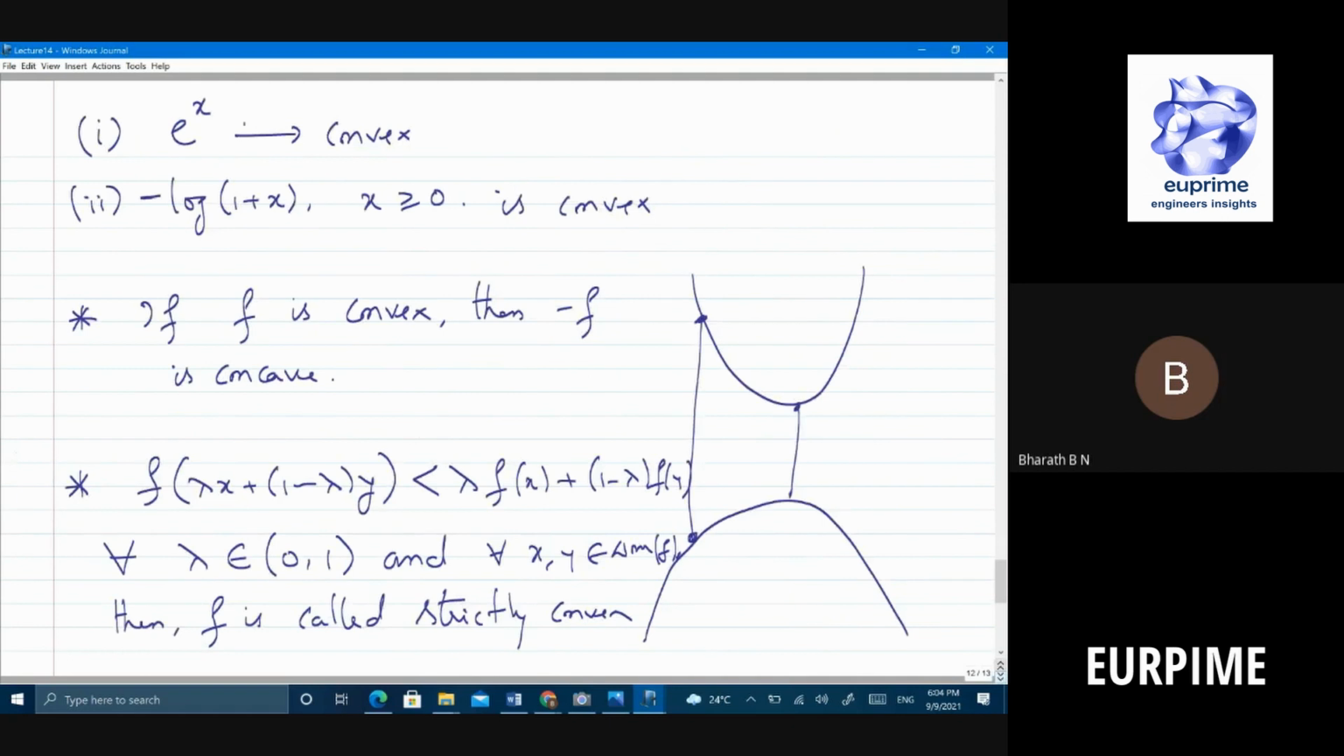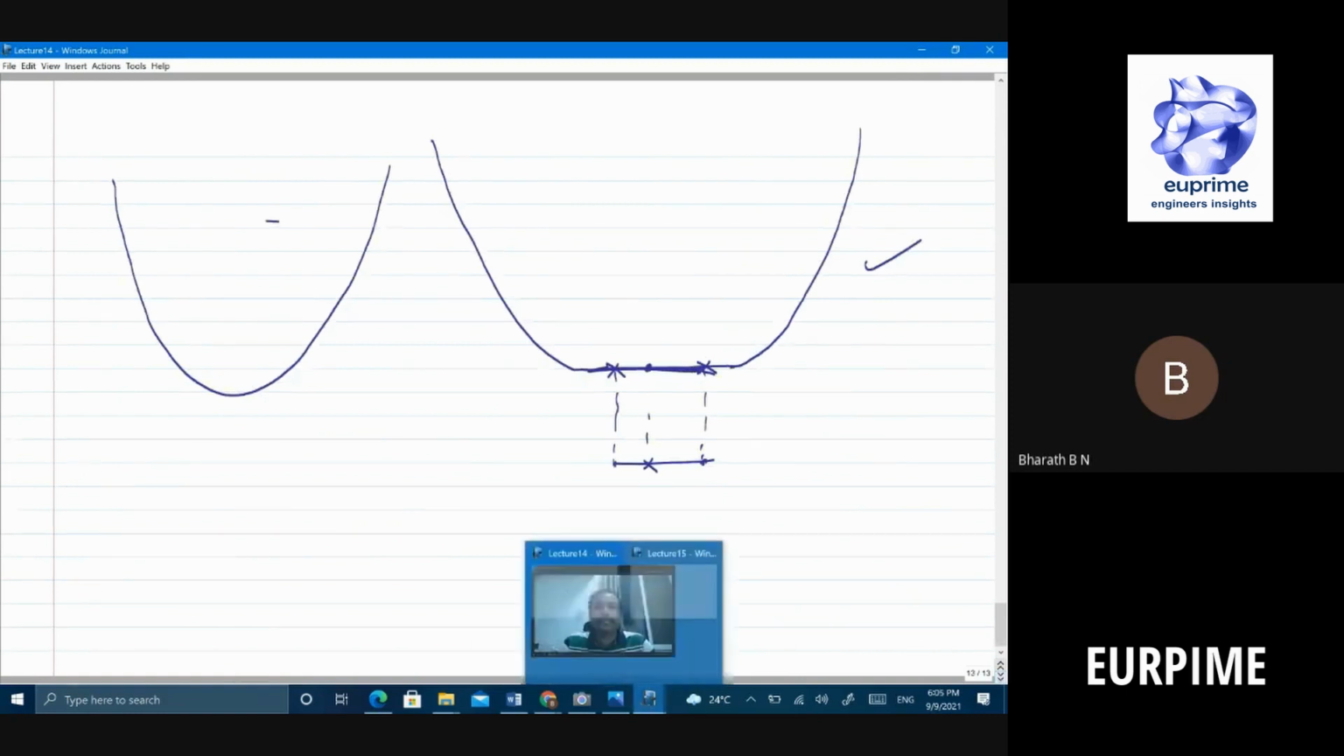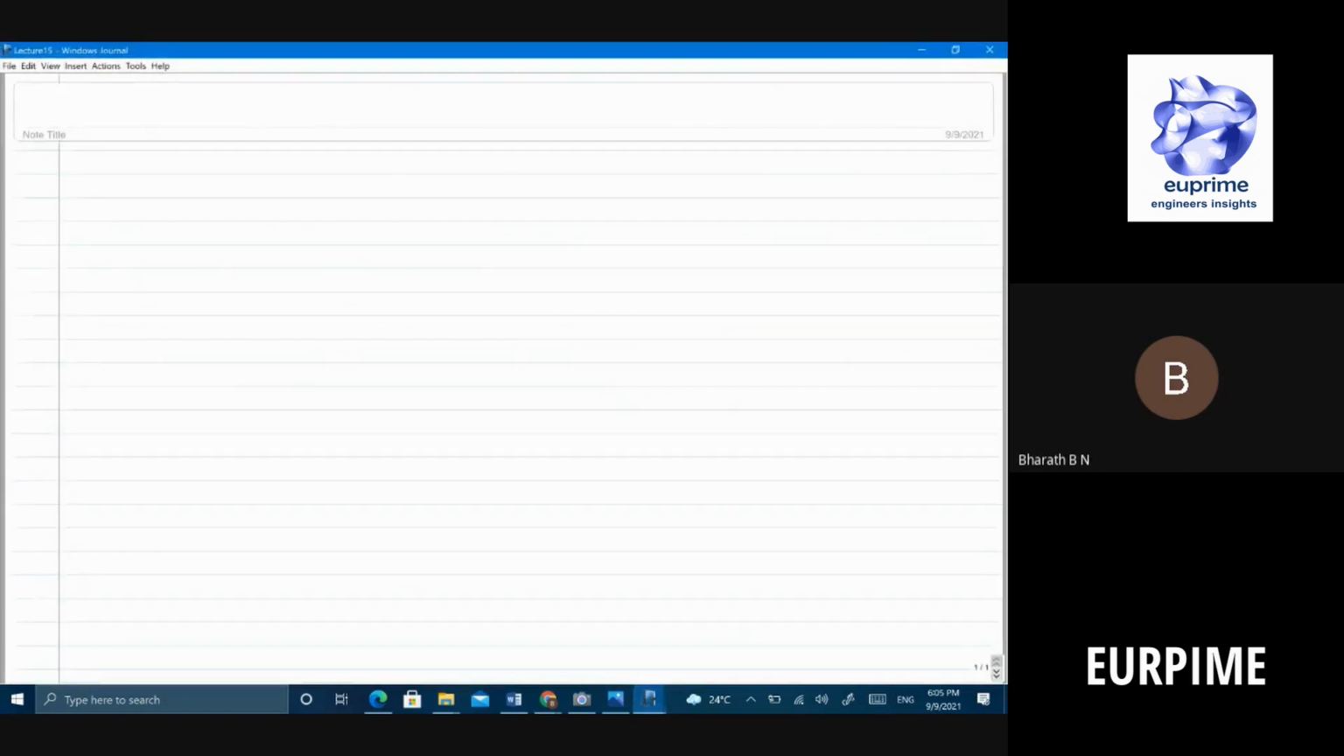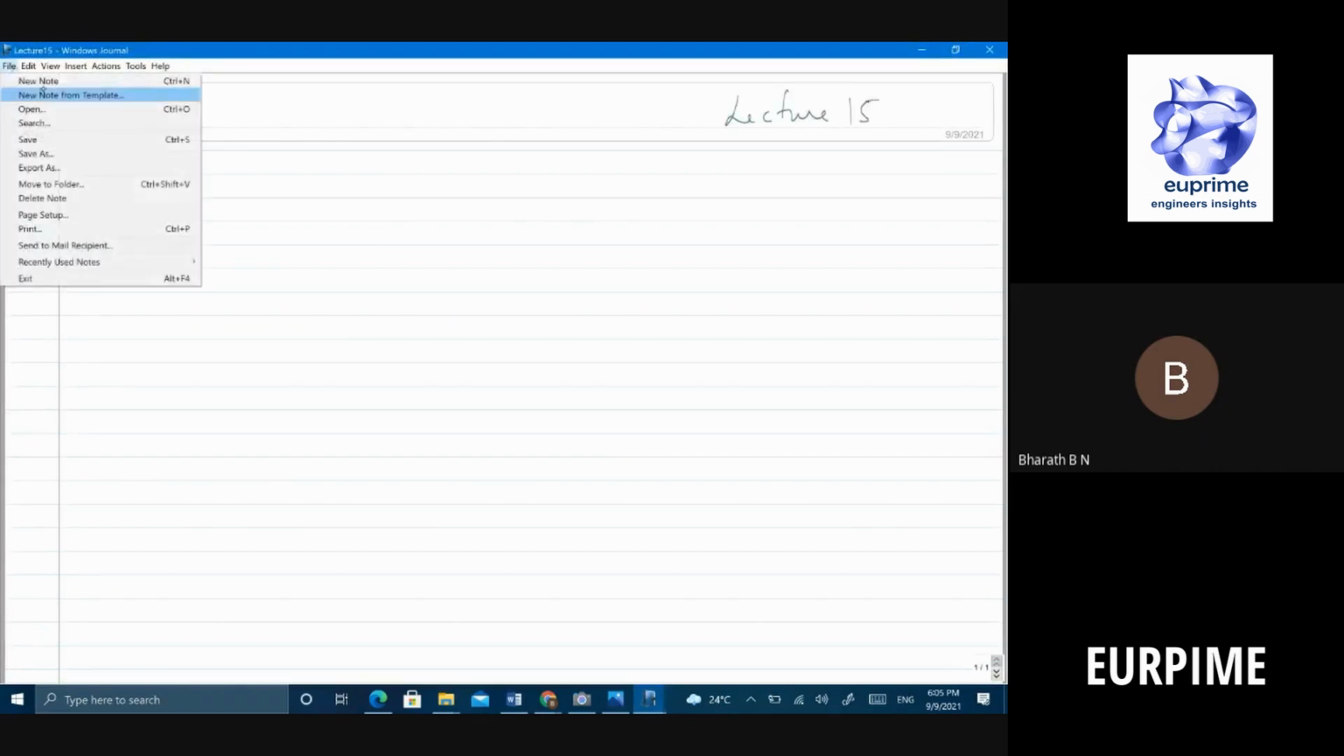So we looked at a few other functions, right? e power x is convex, minus log of 1 plus x is convex. So that means log of 1 plus x is concave, and so on. That's where we concluded. So we will start. We'll look at a few more convex functions today.